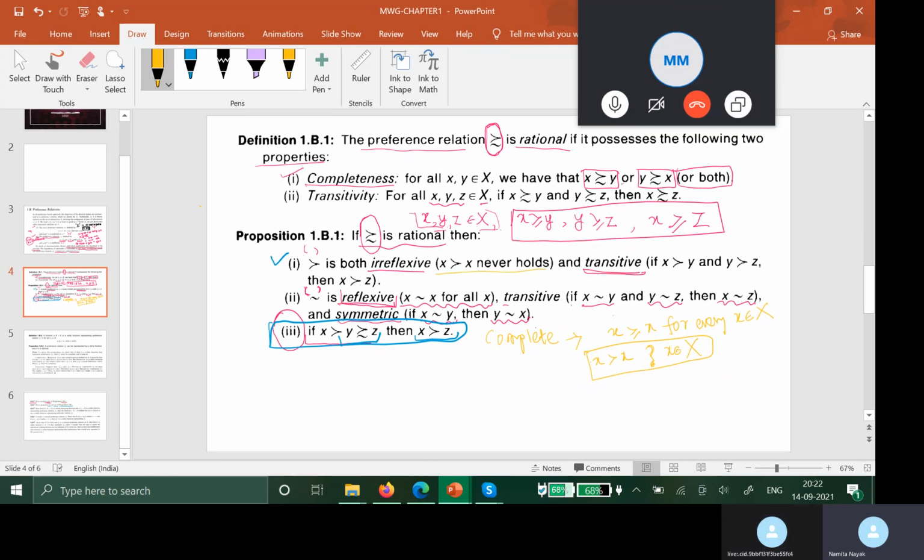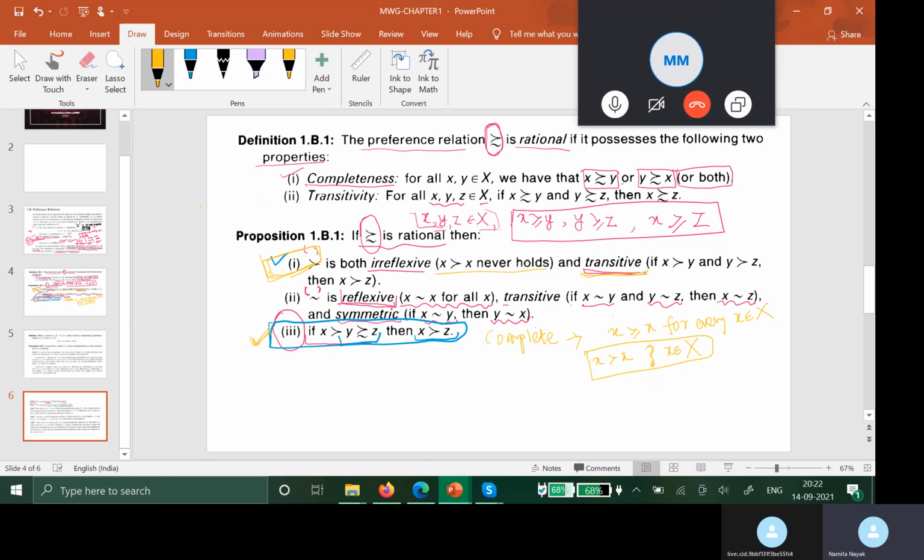Now the transitive part we have already proved from this one, correct? So you have got this part 1 solved. So your property 1 is solved. Now the second question is property 2.